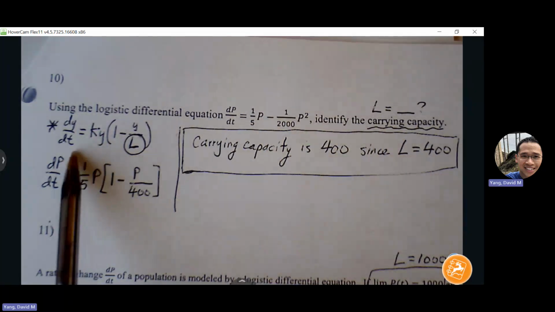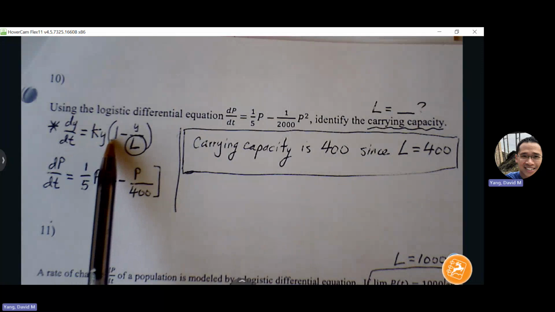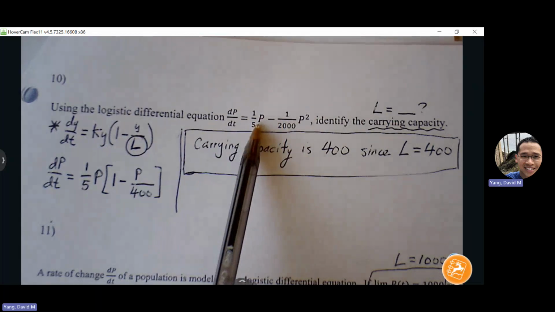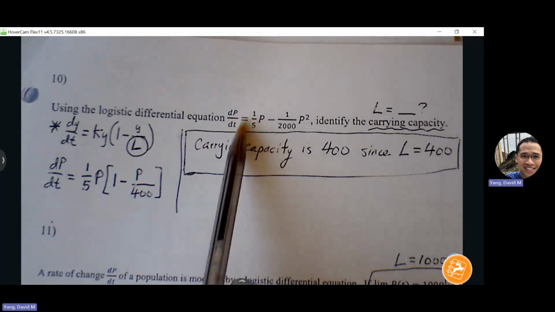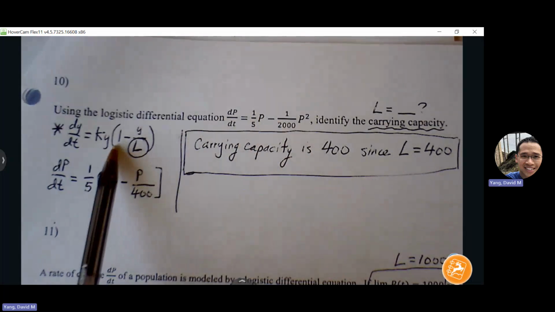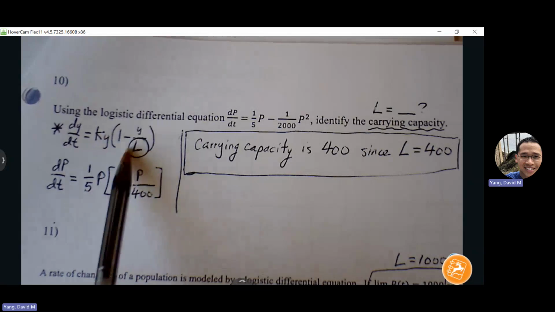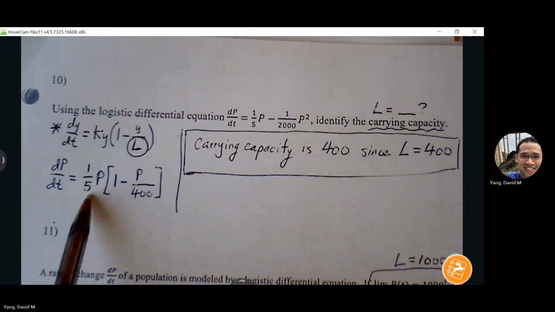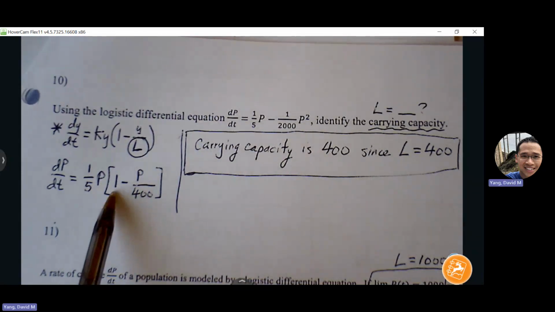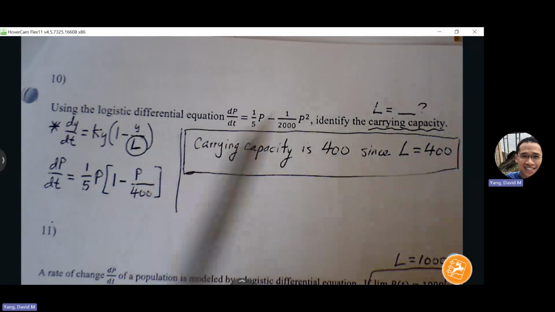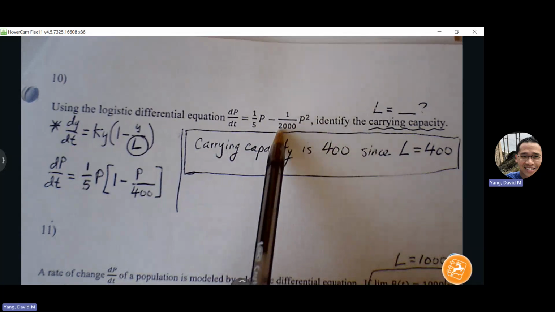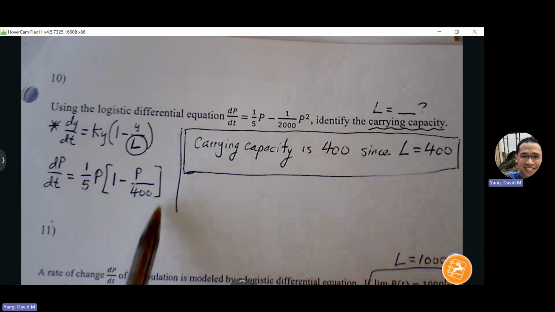We know that one form is Ky times 1 minus y over L. So what I can do is factor out, my P is kind of like my Y value. My whole idea is that if I can get that 1 to show up, then I know I can get this form to be produced. So if I factor out a 1/5 P, I know I can have my first term being 1. And if I factor a P out of this, from P squared I'll get P. If I factor a 5 out of 2000, I get 400.